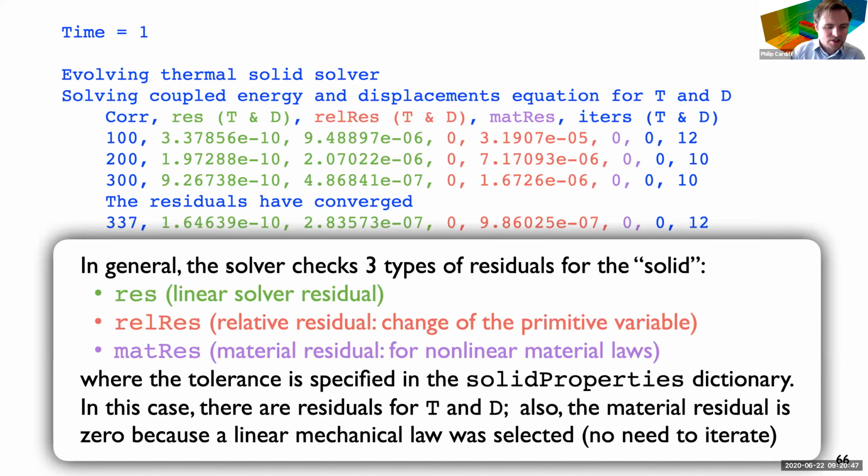The res is just the initial linear solver residual printed out by OpenFOAM. That's these 2 here. The relative residual is taking the temperature displacement field and subtracting the previous guess or iteration, and then dividing by the maximum displacement in the domain or maximum temperature in the domain. And finally, the material residual is for when you have a nonlinear material law, which we don't here. Then it may also need to iterate. So if you have nonlinear plasticity, it may also have to iterate to calculate the stress, so you have a residual for that. The way the solver works, it always checks the material residual is satisfied first. Once that's satisfied, it will check the other 2 residuals.